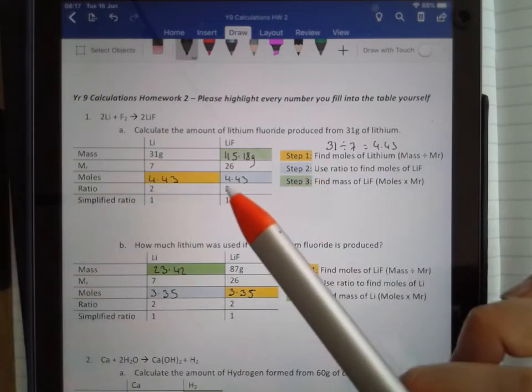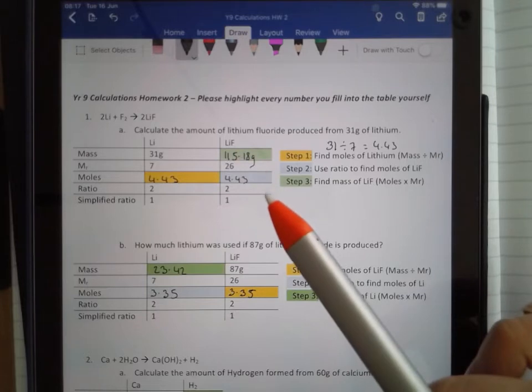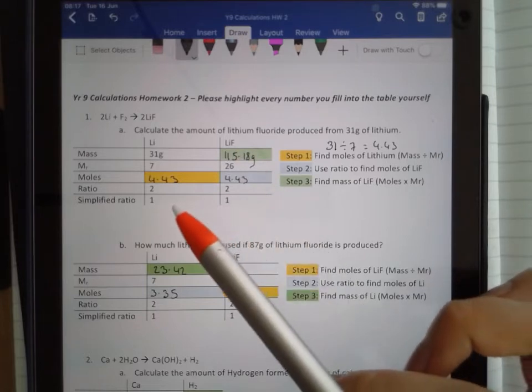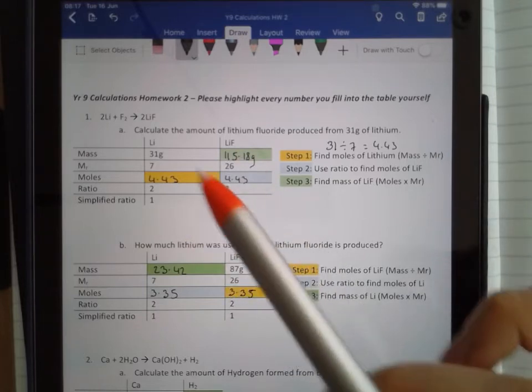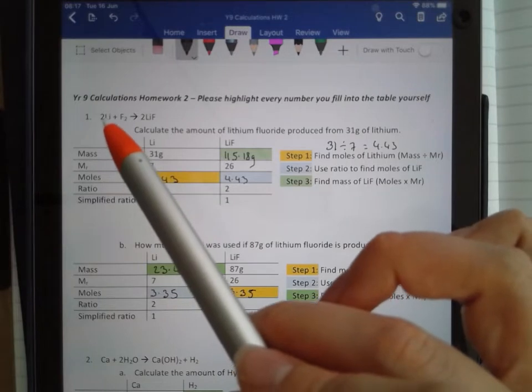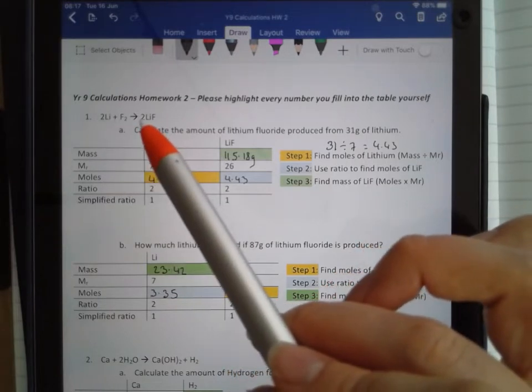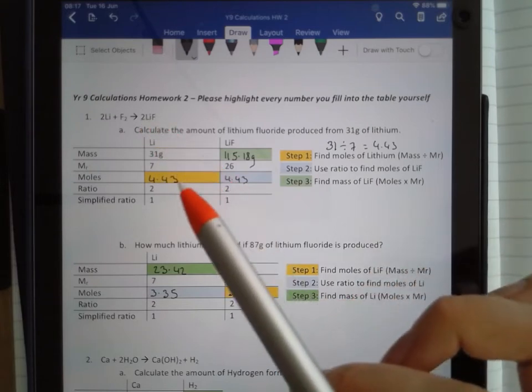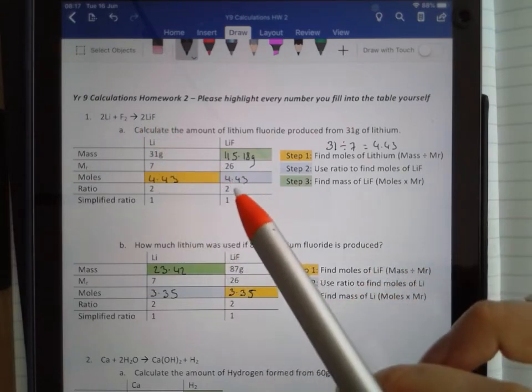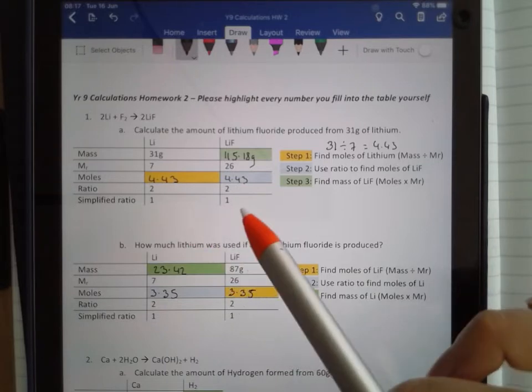Okay. To work out the moles of LiF, I need to use my ratio. The ratio is 1:1. I'm getting these numbers from my balanced chemical equation. You see that there's a big number 2 in front of lithium. There's a big number 2 in front of LiF. So my original ratio is 2:2. I simplify that ratio to 1:1.